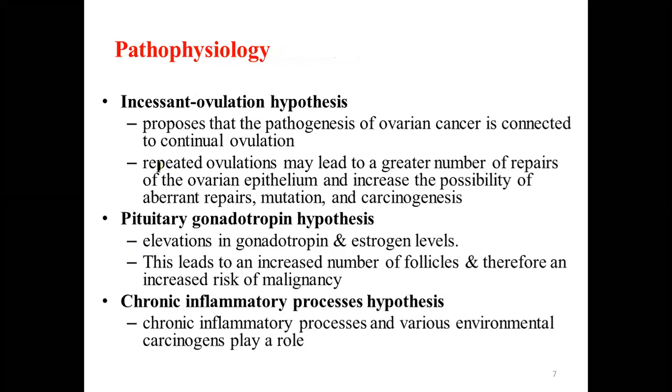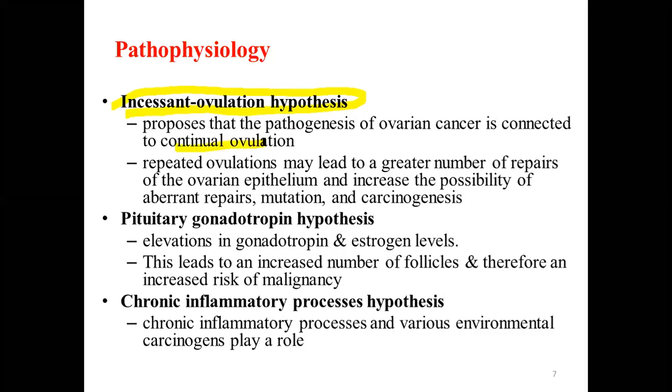What is very important and deserves much emphasis is how ovarian tumor can happen. The exact cause of ovarian cancer is not really known, and even the pathophysiology is not really known, but there are different hypotheses that suggest the pathogenesis of this condition. One theory is known as the incessant ovulation hypothesis. According to this hypothesis, ovarian cancer is usually connected to continuous ovulation.